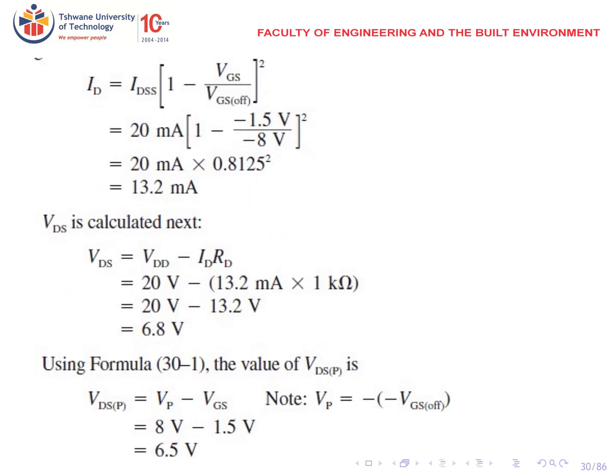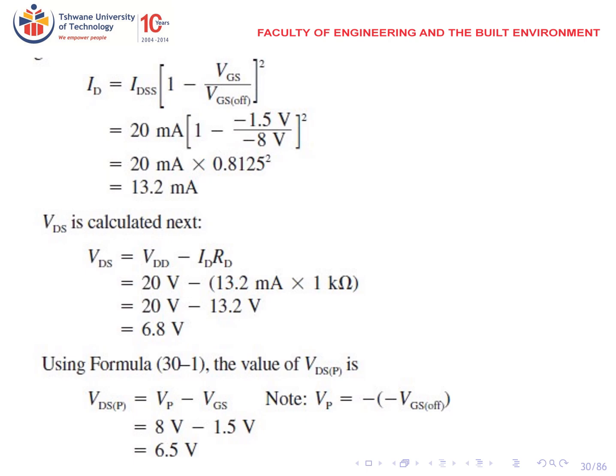ID equals IDSS times 1 minus VGS over VGS off. Now we're using the maximum values: -1.5 divided by -8. We get 13.2 milliamperes. VDS is calculated as 20 minus 13.2 times 1K.